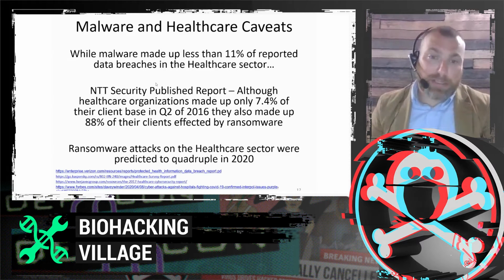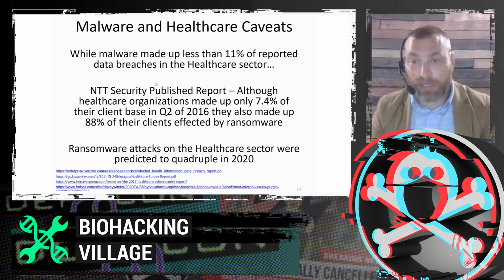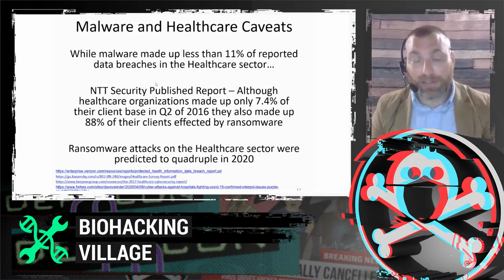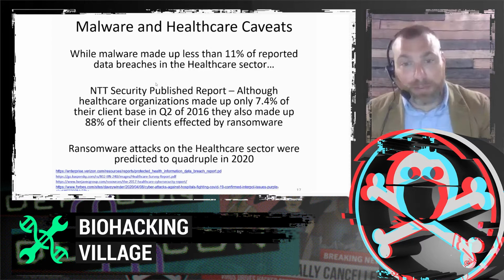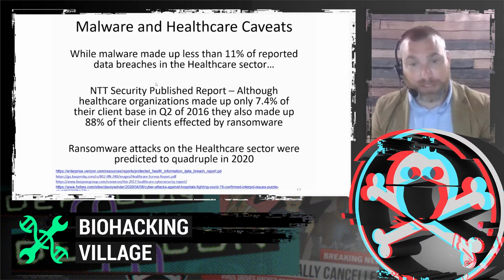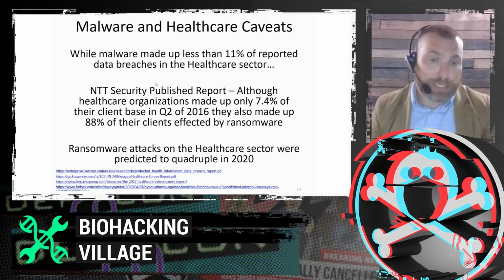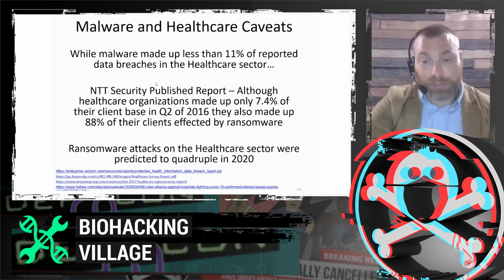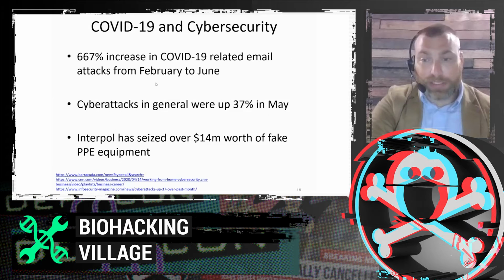They looked at their entire customer portfolio. Only 7.4% of their customers were hospitals, but those hospitals made up 88% of their clients that were affected by ransomware. So they really said, wow, while hospitals make up a small percentage of our actual customer base, they're disproportionately affected by ransomware. And we'll certainly get into why that is in this class. Flat networks, lack of proper security controls, things like that. And it was predicted that ransomware attacks in the healthcare sector would quadruple in 2020, and certainly we've seen an increase in that.